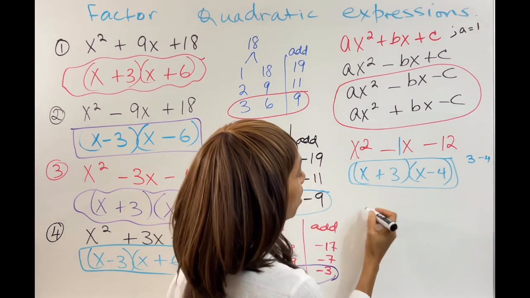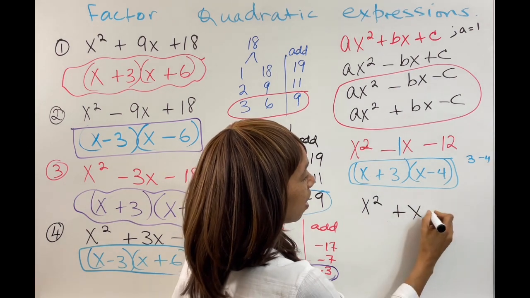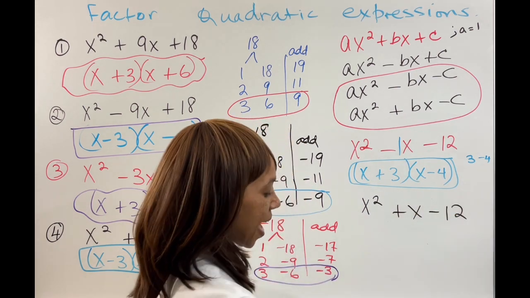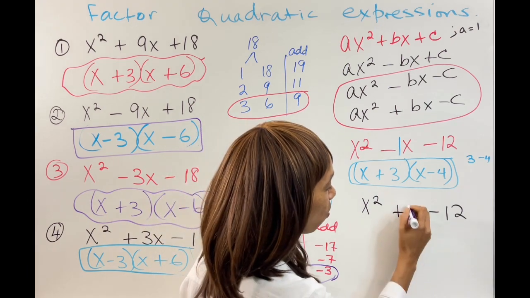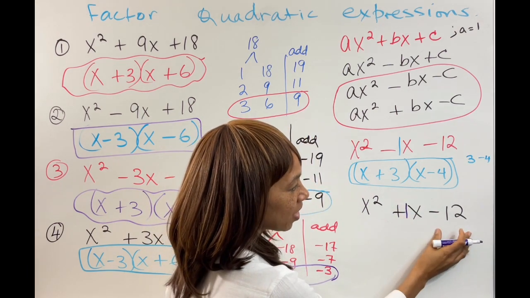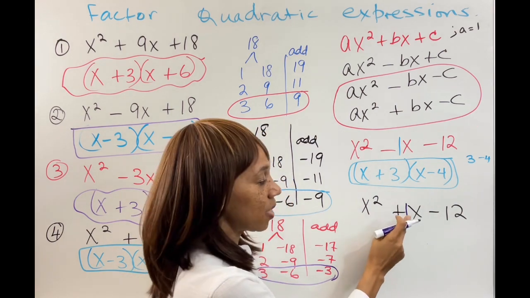For the next one, you will have x squared plus x minus 12. Once again, you have that invisible 1 there. And you will write your invisible 1. You will find the factors again. But concentrate on the middle term. It is a positive 1.